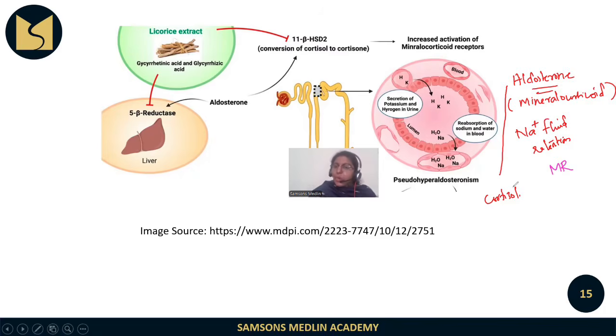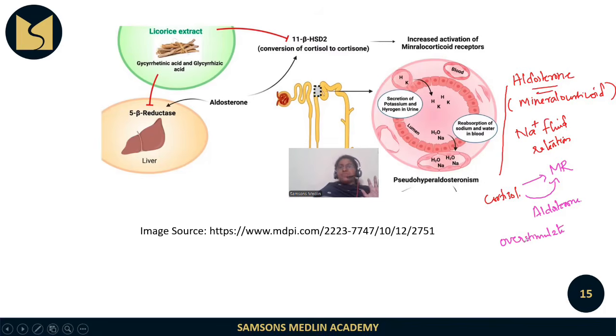Similarly, cortisol can also bind to this mineralocorticoid receptor and produce an aldosterone-like effect. Now, when we compare the presence of cortisol and aldosterone in our body, cortisol is present in higher concentration than aldosterone, almost 100 times more. So when cortisol is present, it can also stimulate, or we can say overstimulate, this mineralocorticoid receptor.